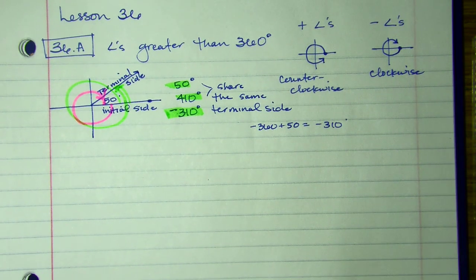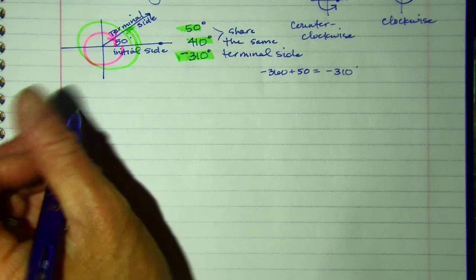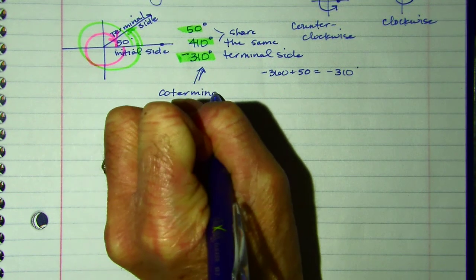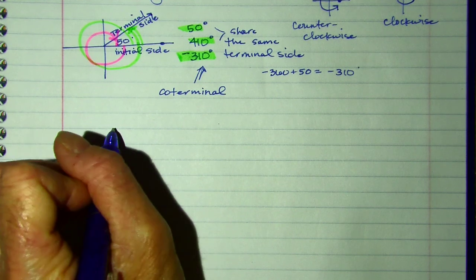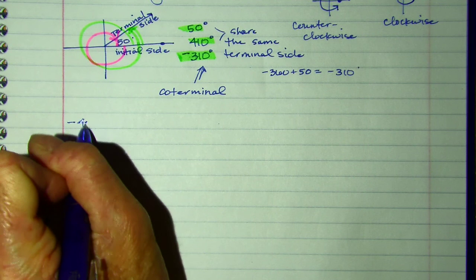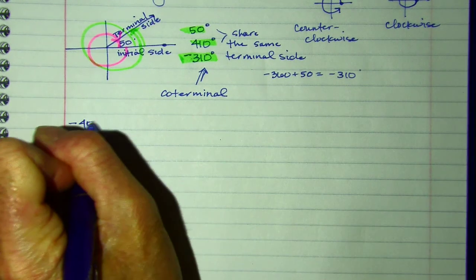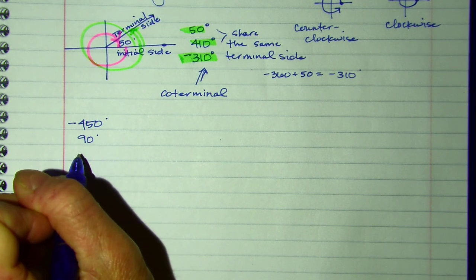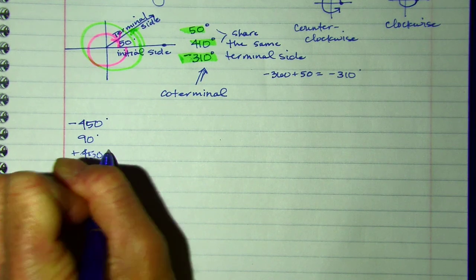Okay, so we can have more than one angle that shares the same terminal side. And we would call these angles coterminal because they share the same terminal side. So for example, let's say negative 450, positive 90 and positive 450 would all be coterminal.